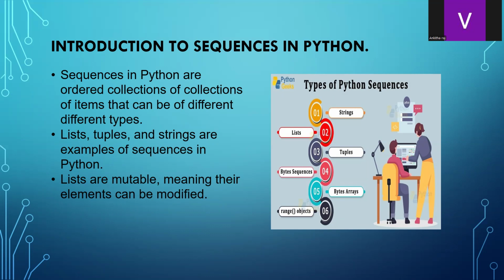Byte sequence: a digital information unit that typically consists of 8 bits, where each element is 0 or 1. Byte arrays: the bytearray method returns a byte array object in Python, which is an array of given bytes. Range object: a function that returns a sequence of numbers.